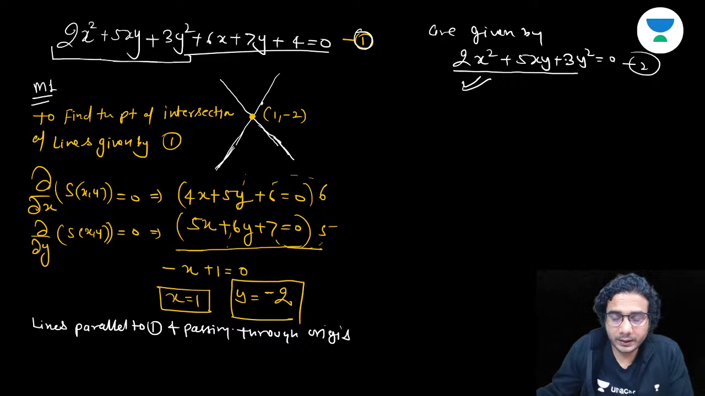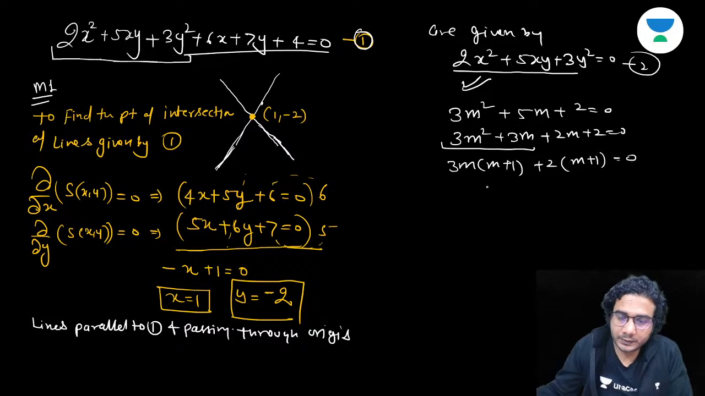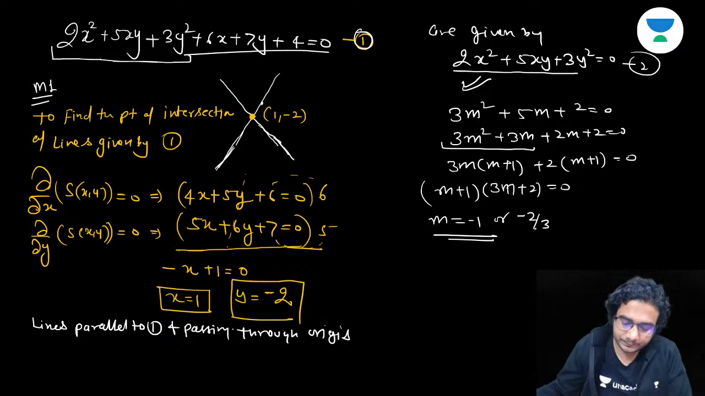Okay, so how to write the equation of slope? Just divide it by x square, then this will be 3m square plus 5m plus 2 is equal to 0. Then you can factorize it, 3m square plus 3m plus 2m plus 2, and this is going to be 3m into m plus 1 plus 2 into m plus 1 is equal to 0. So it is m plus 1 into 3m plus 2 is equal to 0. So m is equal to minus 1 or minus 2 by 3, alright. Yes, good. Now we can write the equations.